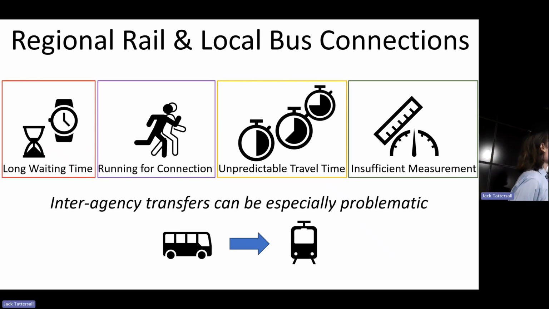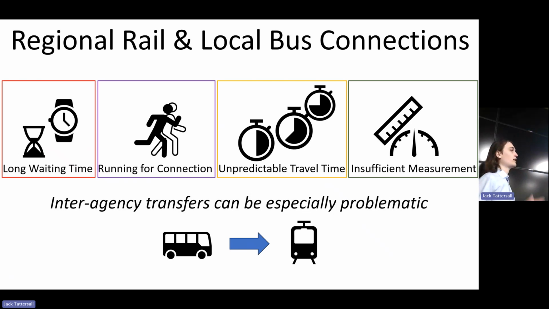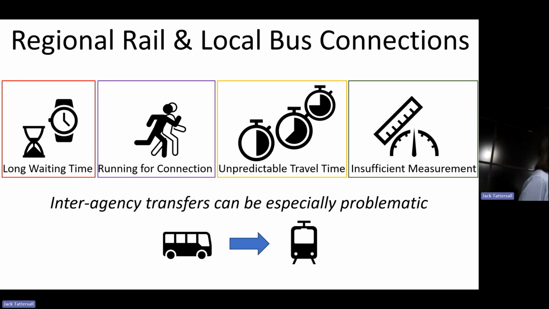Regional rail and local bus connections can be challenging and problematic for passengers, especially in suburban areas where bus services and train services typically operate at lower frequencies. This is because of longer waiting times, because with the longer headways, running for connection if there's insufficient time to change between services, and unpredictable travel times depending on if you made or didn't make your connection. And there's insufficient measurement of connections to begin with, so we're not measuring how passengers experience this or how connections perform for our passengers. Interagency transfers can be even worse because there is a lack of coordination and communication between the different operators involved in the provision of services.